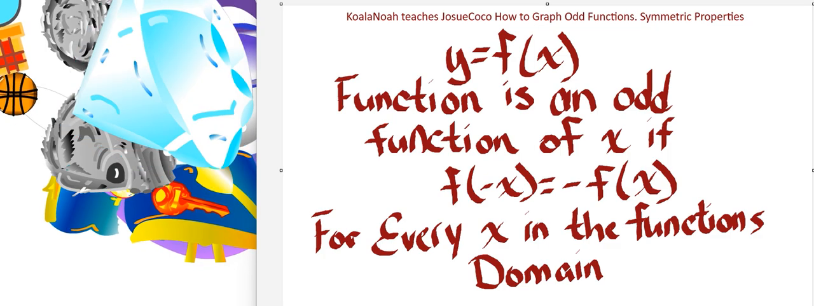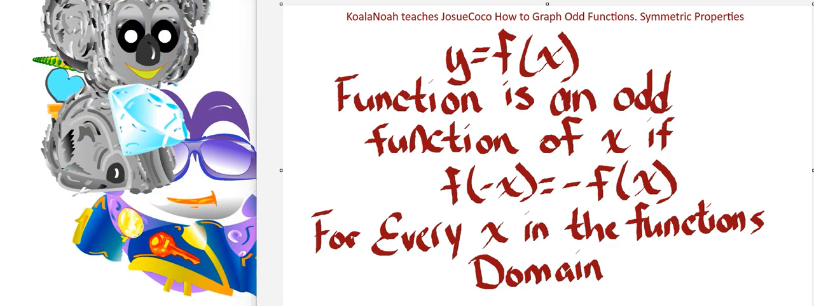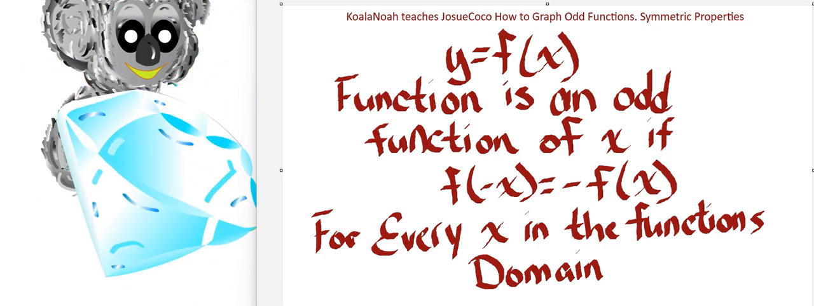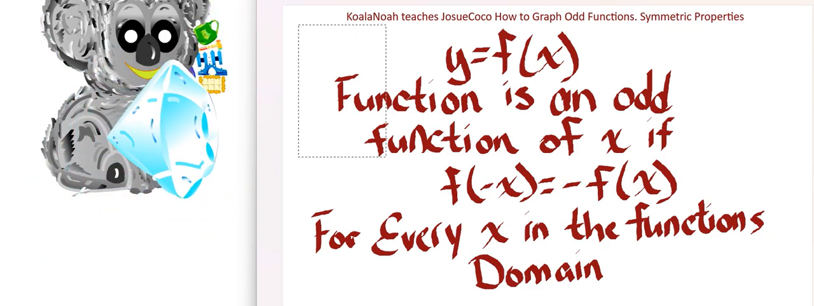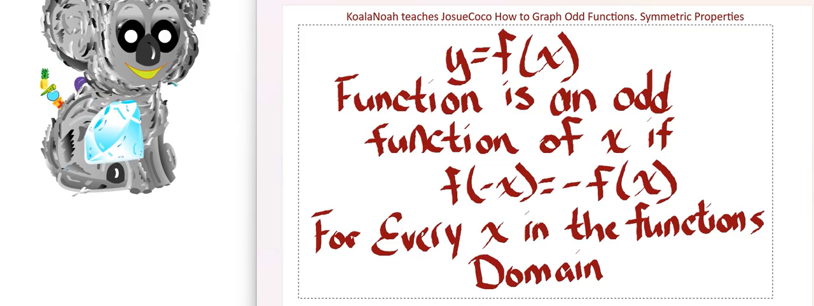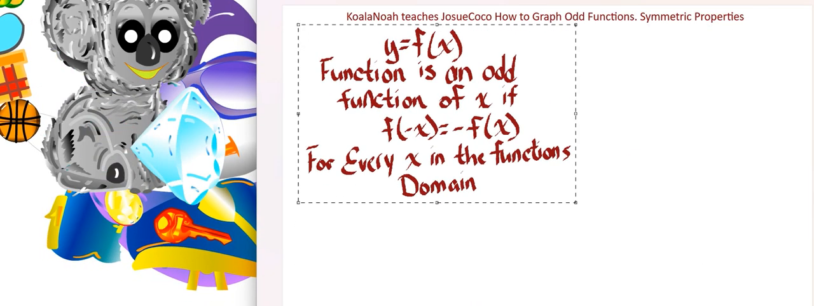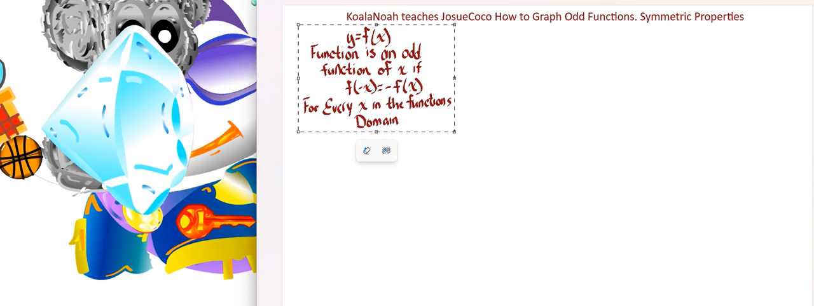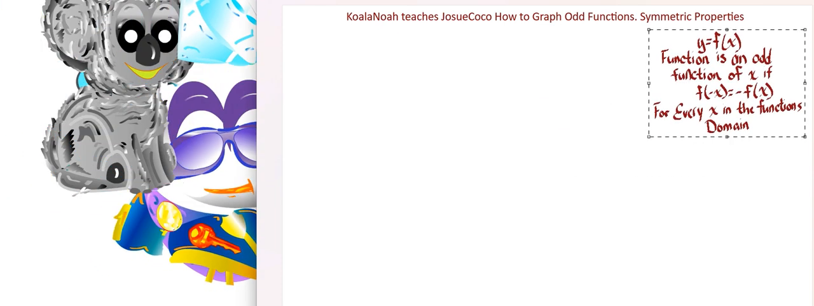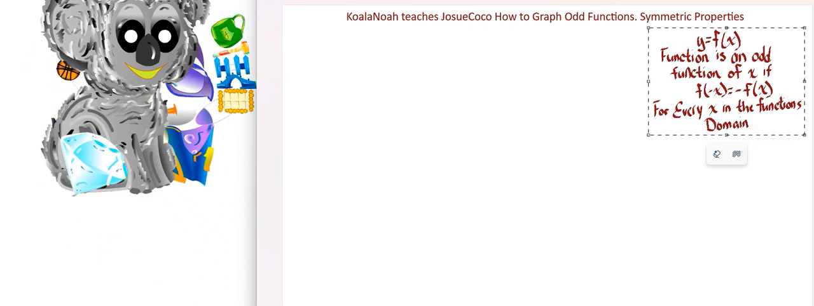Noah teaches Josue Coco how to graph odd functions and find symmetric properties. Let's make some space here. We're going to provide you with two examples.